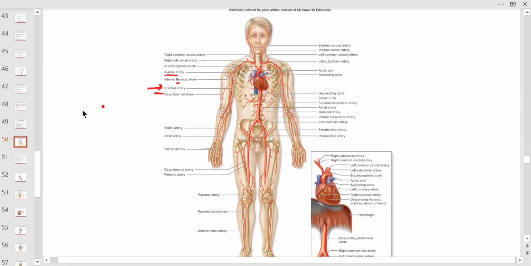Now this is where it gets a little different in veins. There is a brachial vein, but there's also a cephalic vein and a basilic vein, which kind of gets confusing there. So that's not completely companioned, as I like to say. Right? So going upward, remember you have the brachiocephalic trunk, which is going to branch to the right subclavian and the right common carotid.